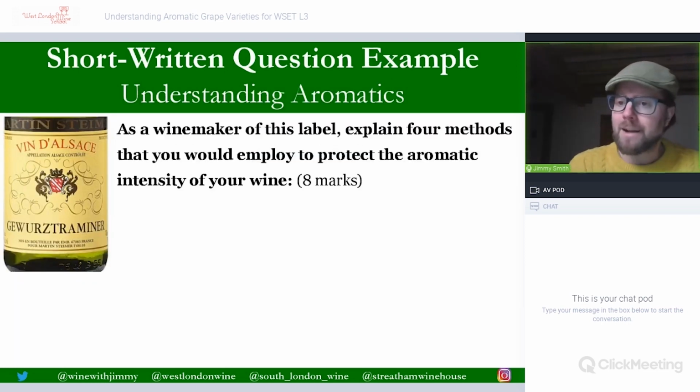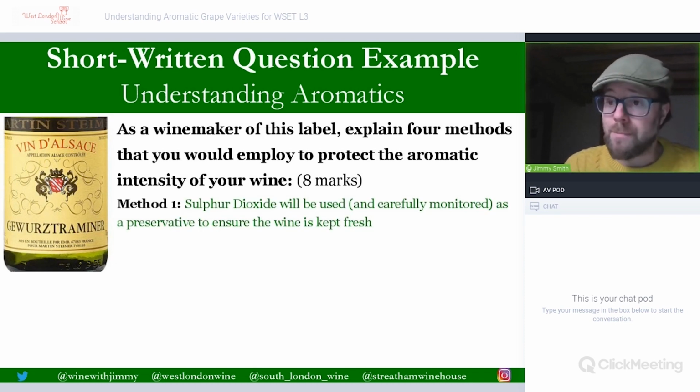So we come back to our question. We now have learned what an aromatic grape variety is. We've learned about some of the key varieties, including the top two, which is Riesling and Sauvignon Blanc, and then what winemaking options are available to protect the aromatic. So let's go back to our question. As a winemaker of this label, which is an Alsace Gewurztraminer, explain 4 methods that you would employ to protect the aromatic intensity of your wine. So 4 methods, 8 marks. So please put enough down per each method, so enough to get 2 marks per method.